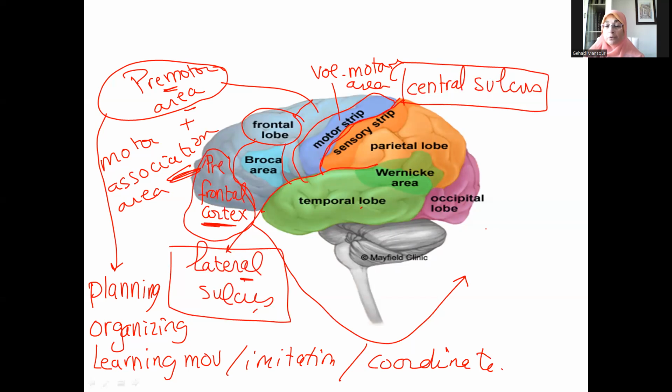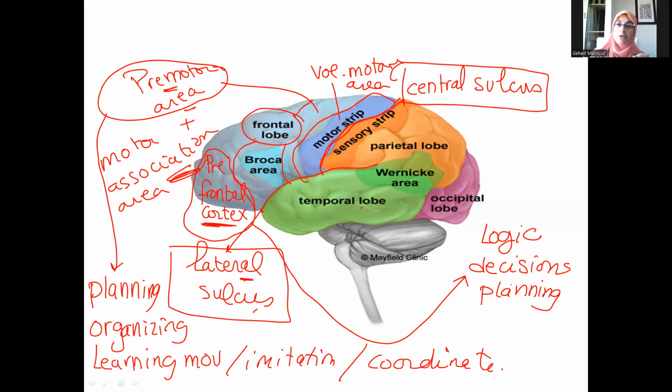So the prefrontal cortex is responsible for logical thinking. It is responsible for decisions, it is responsible for planning. We said planning before, but in the premotor area it was planning for motor movements. What kind of motor movement should I do?